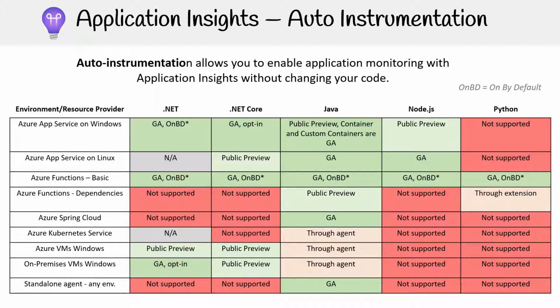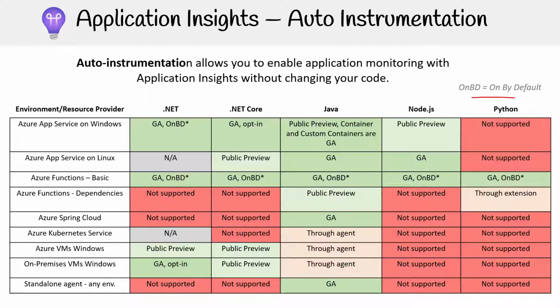Through Agent, you need to install a special piece of software to use this service. Oh, and On by default, meaning the feature is automatically enabled. Through Extension, available but needs an extension to work. We won't go through the entire table, but we'll give a few examples.